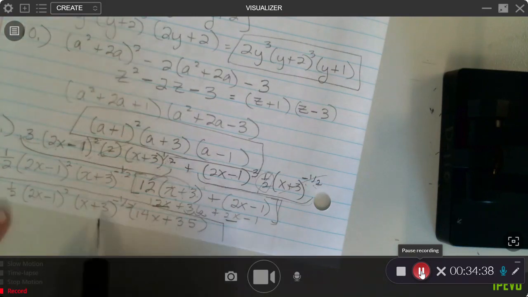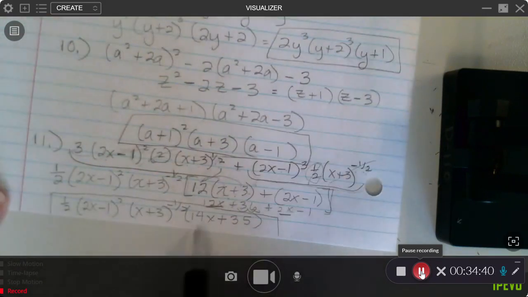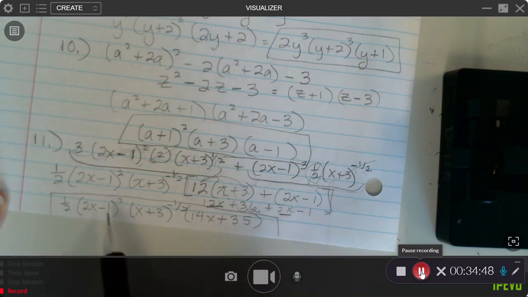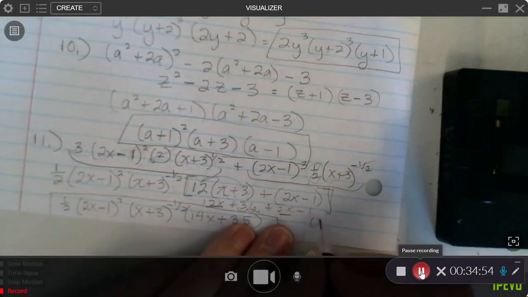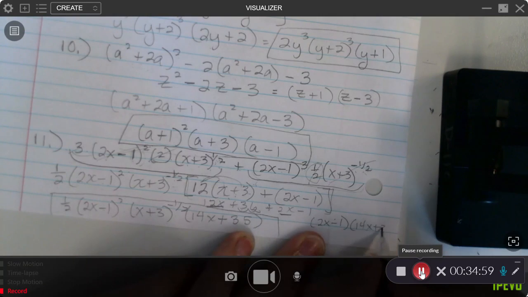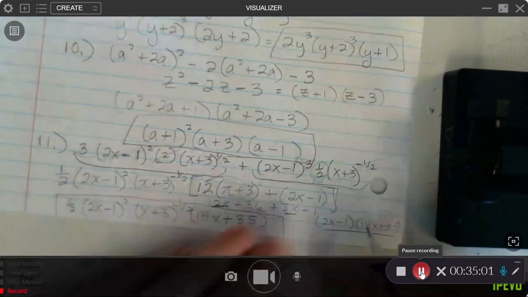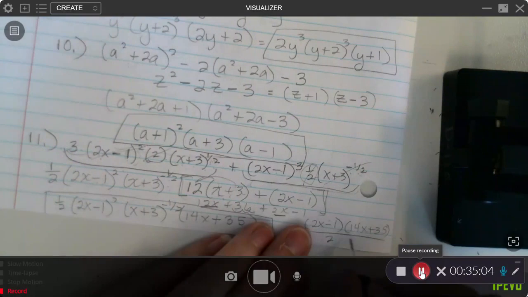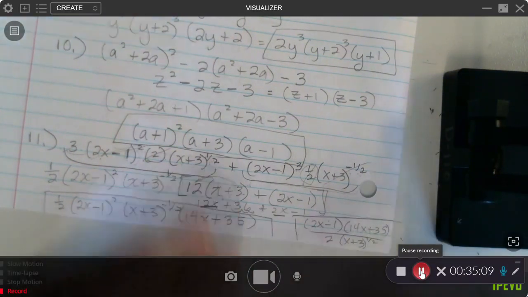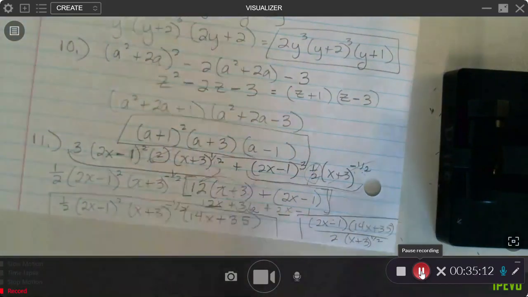Now, if you were looking for your answer or the multiple choice answer and you had some fractions, how could this have been written? These two are positive exponents, right? So it could be 2x minus 1 times 14x plus 35, over that 2 on the bottom and that x plus 3 to the 1/2. You see how they are equivalent? So you just need to be able to think of different forms.